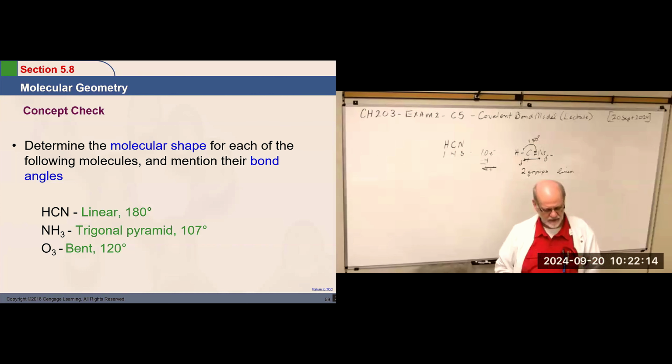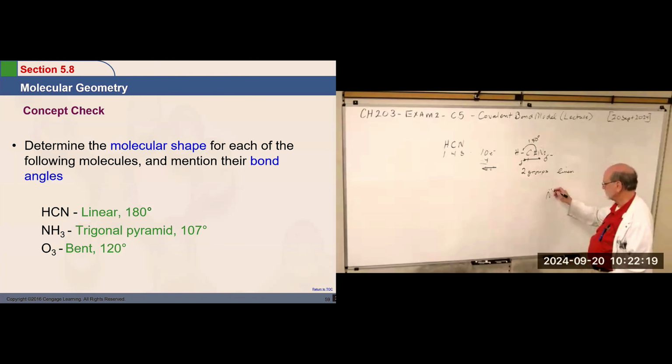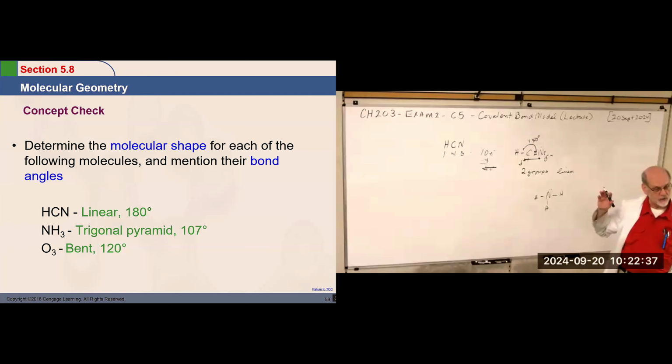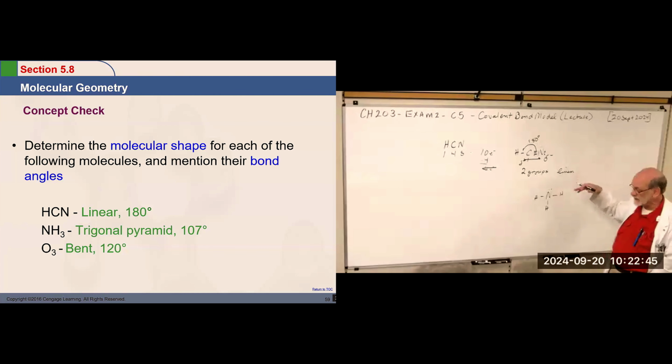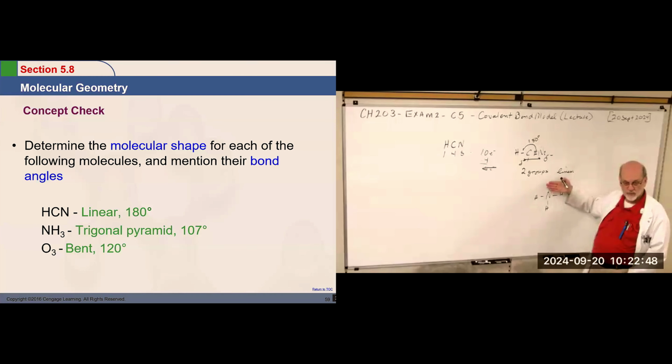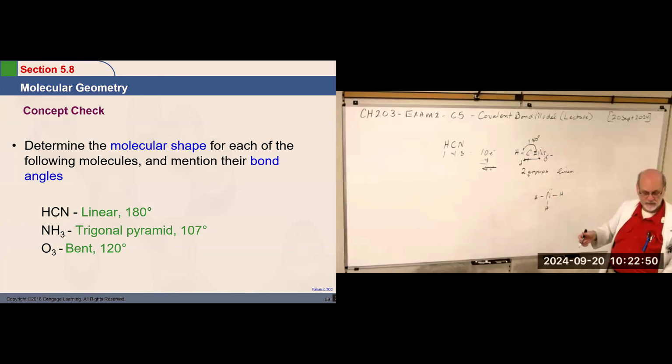Ammonia starts out with 4, right? 1, 2, 3, 4, 5. 1, 2, 3, 3. And then 2, 4, 6, 8, and 2, 2, 2. So with 3 groups, actually 4, your electronic structure is tetrahedral. The way I do it is I draw the tetrahedron, put everything in its place, and then cover up the lone pairs and say, what do I got left? Now we have a trigonal pyramid.